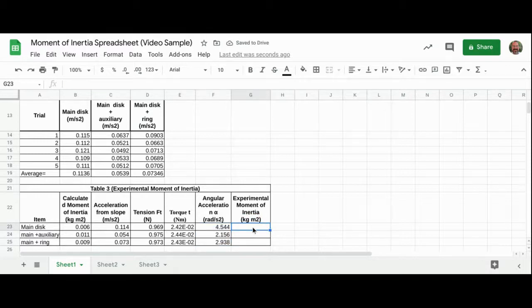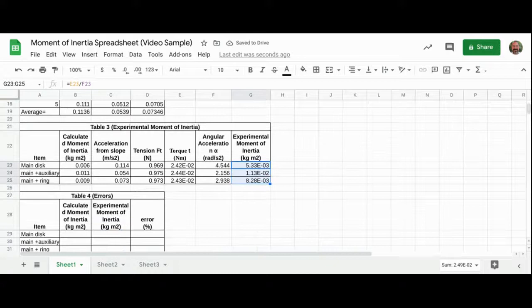And then from there, we know the torque and the angular acceleration, so we can find the moment of inertia. The moment of inertia is equal to the torque divided by the angular acceleration. In our equation, angular acceleration is equal to the torque over the moment of inertia. We manipulate that Newton's second law for rotational motion, and so the torque divided by the angular acceleration does give us the moment of inertia. And we will fill that down, and we now have our values.